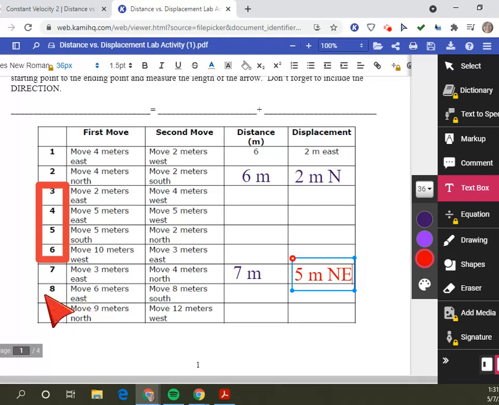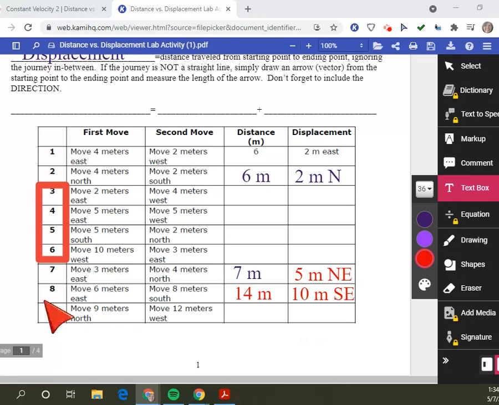Would you like to do number 8 together, or do you want to go ahead and do that one on your own? You have a little bit of time and then check it? Okay, all right. So go ahead and take about 1 to 2 minutes to get that done, and then we'll check number 8. If you want to go on to number 9, go ahead and do that.